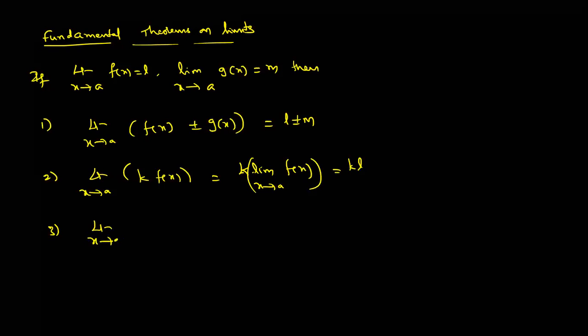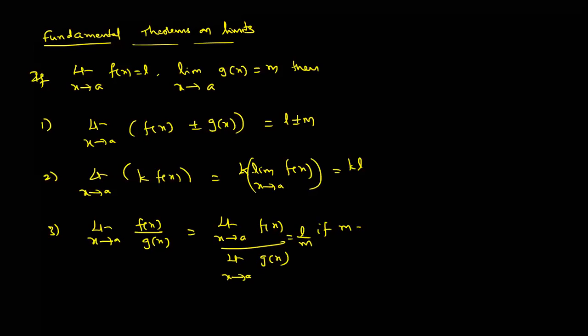Limit x tends to a, f of x by g of x. How to write this one? Limit x tends to a, f of x by limit x tends to a, g of x, when it is possible, m must be not equal to 0. Fourth one: limit x tends to a, f of x power g of x. They are giving like this. Is equal to what? L power m. Now L power m must be a real number.